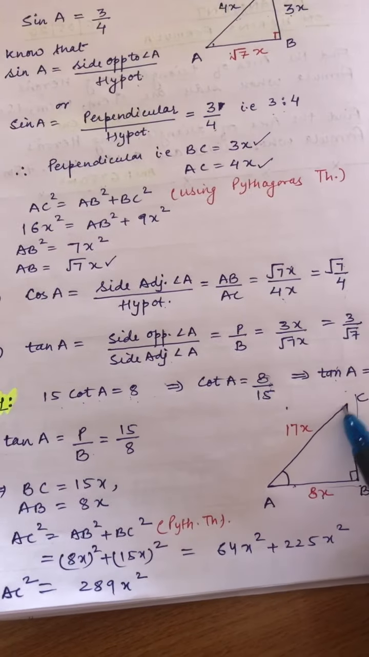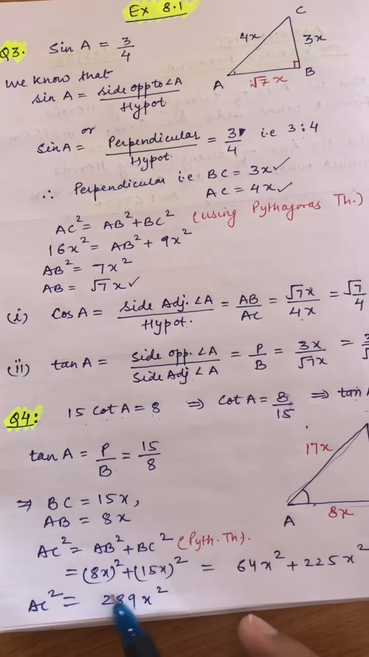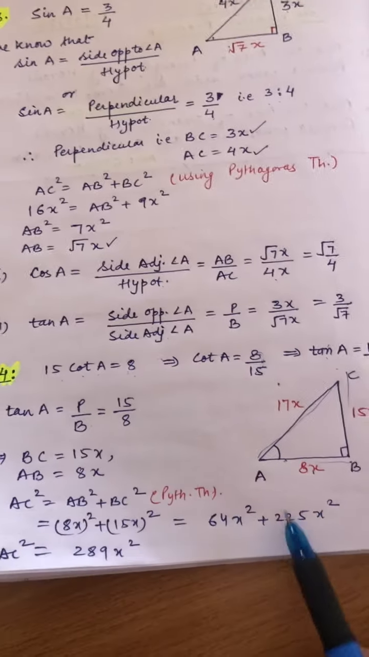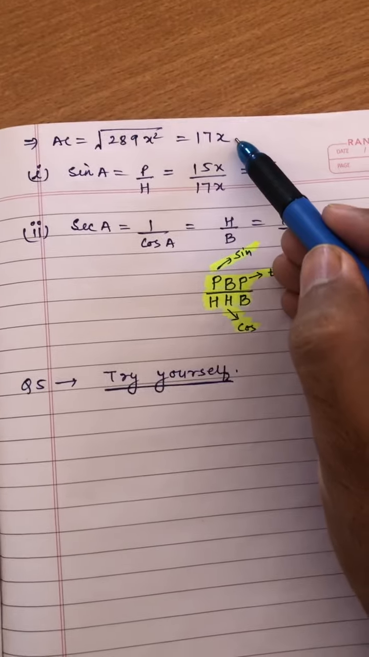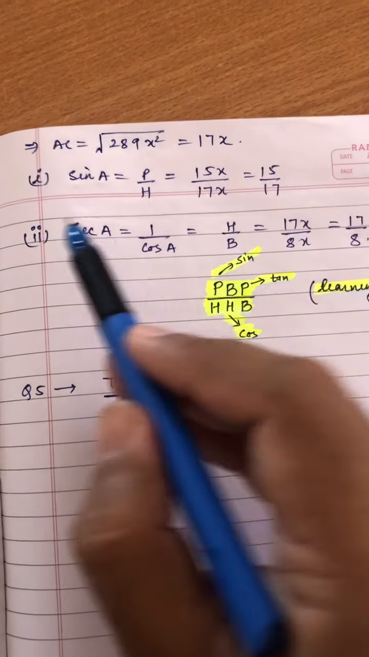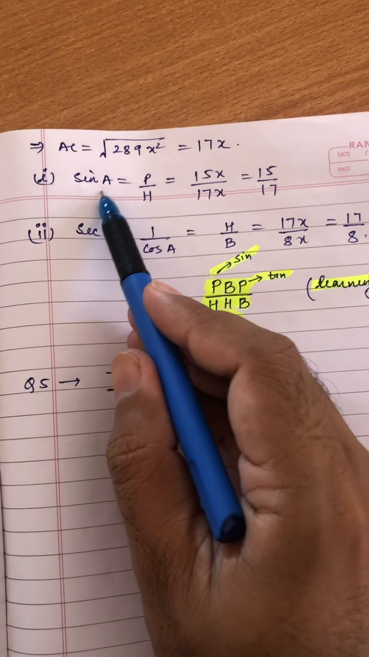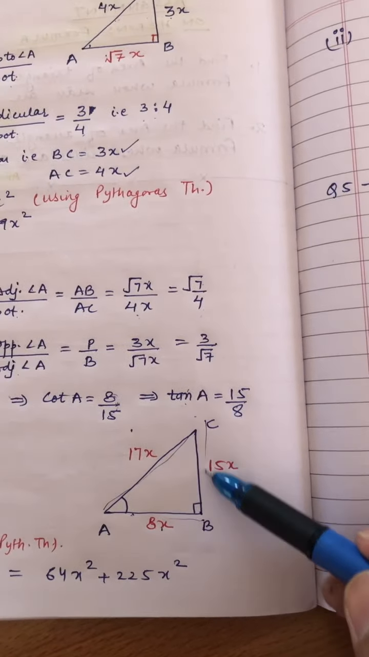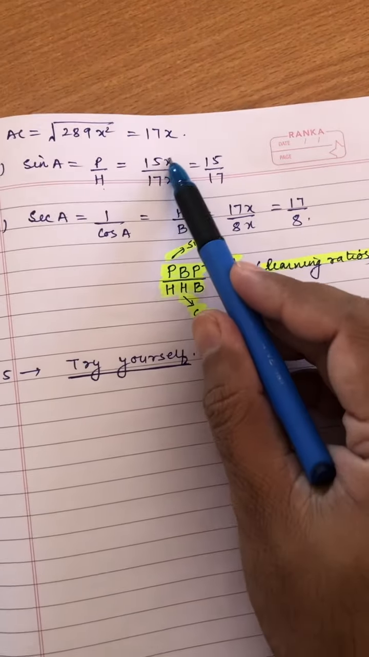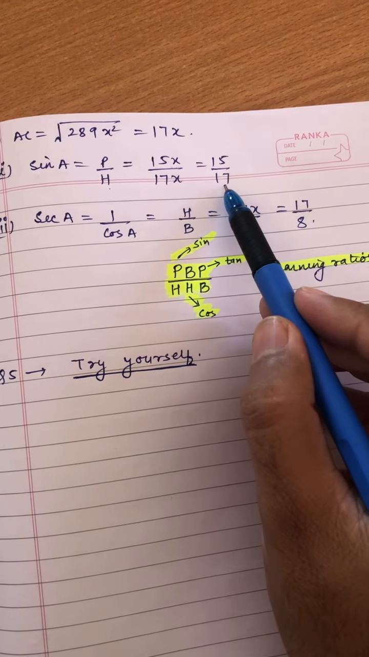So now we can find out AC with the help of Pythagoras theorem. With the help of Pythagoras theorem, if you simplify, this is the solution I have shown. The value of AC will come as 17x. Now we need the value of sine A. Sine A is perpendicular upon hypotenuse. So perpendicular is 15x, hypotenuse is 17x. x will cancel out, so 15/17.